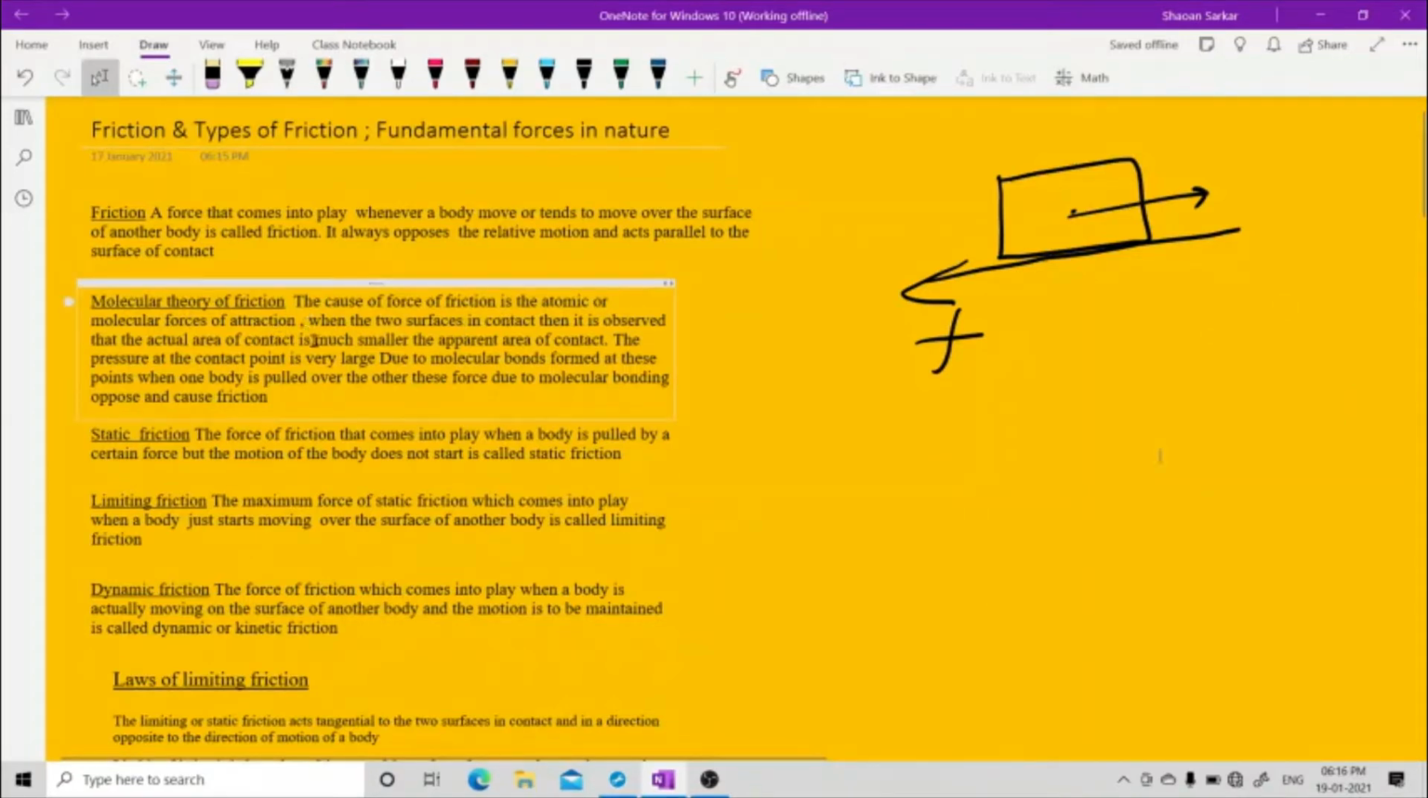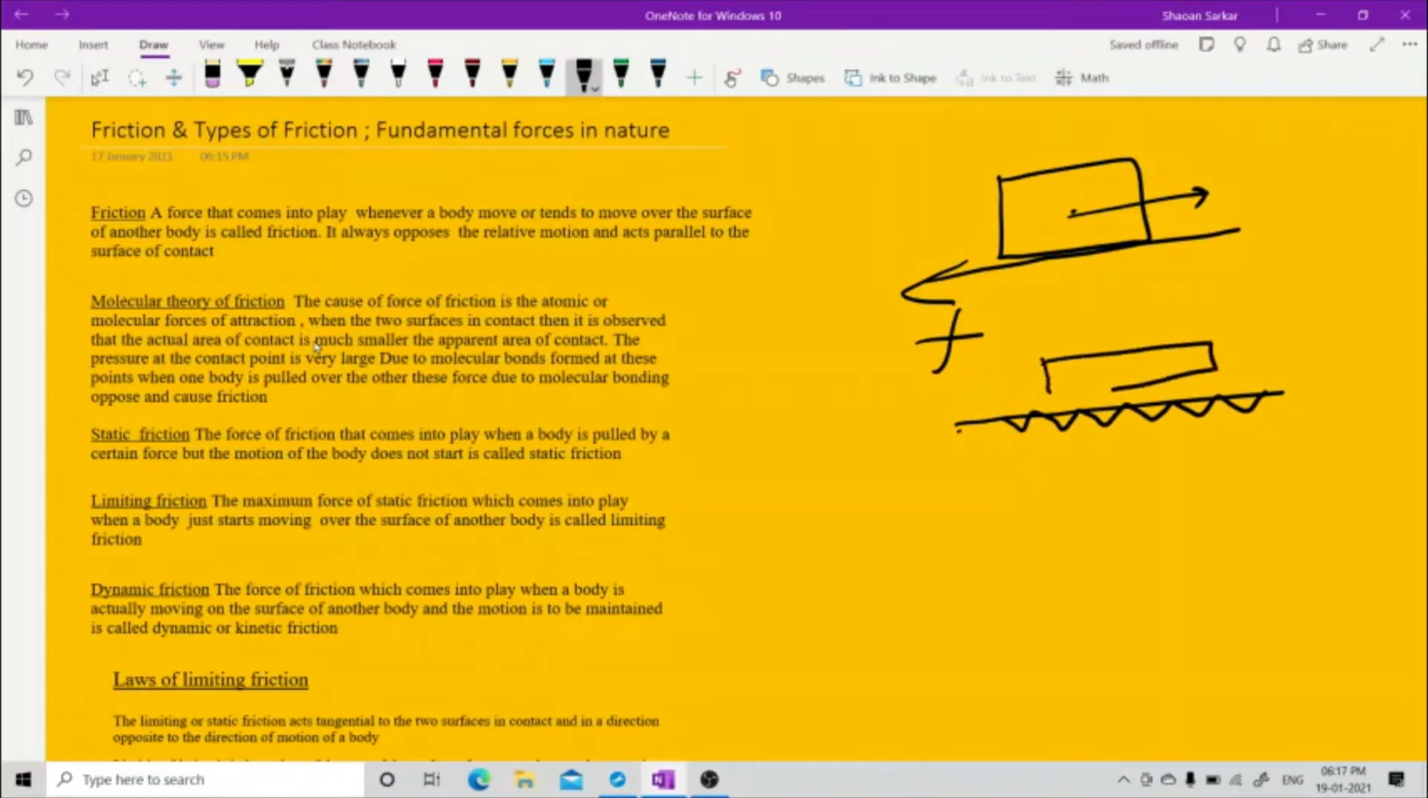What causes friction? Suppose this is one surface, like this. If you see the molecular part of the surface, it is somewhat a jigsaw type of surface. And the body kept on it also has a surface like this. These get attracted to each other, and there is an adhesive force between them. When the body tries to move over it, it has to overcome this resistivity, and that causes the friction. That is the molecular theory of friction discussed here.